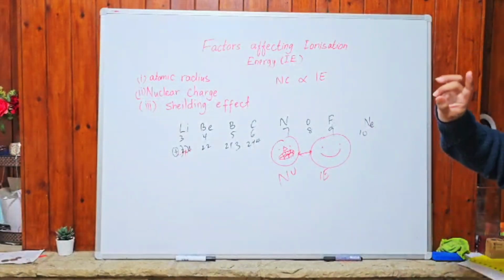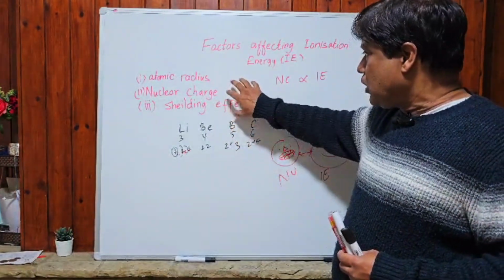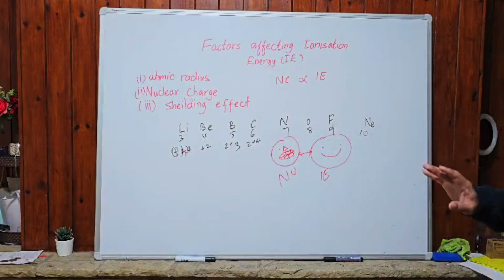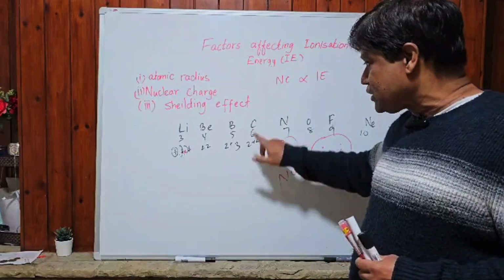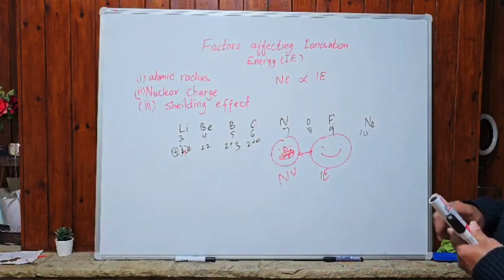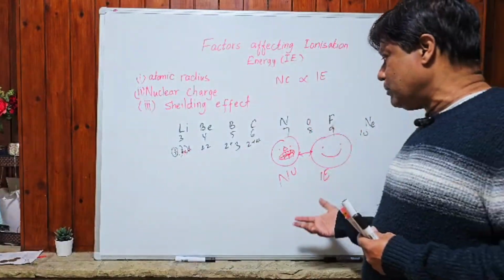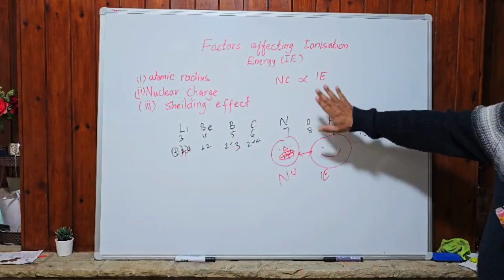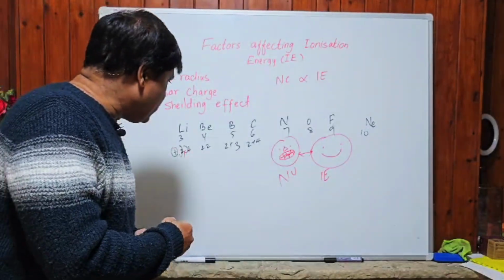Now, the last factor is how the shielding effect alters the ionization energy when we move down the group. I want to stop my video here. I will come back and explain the next factor in my next video. After that, we have to do successive ionization energy. That means, if you take away one electron from any element, can we take away one more electron? Or does this energy stay the same when we take away electrons? That we will see in my next video.